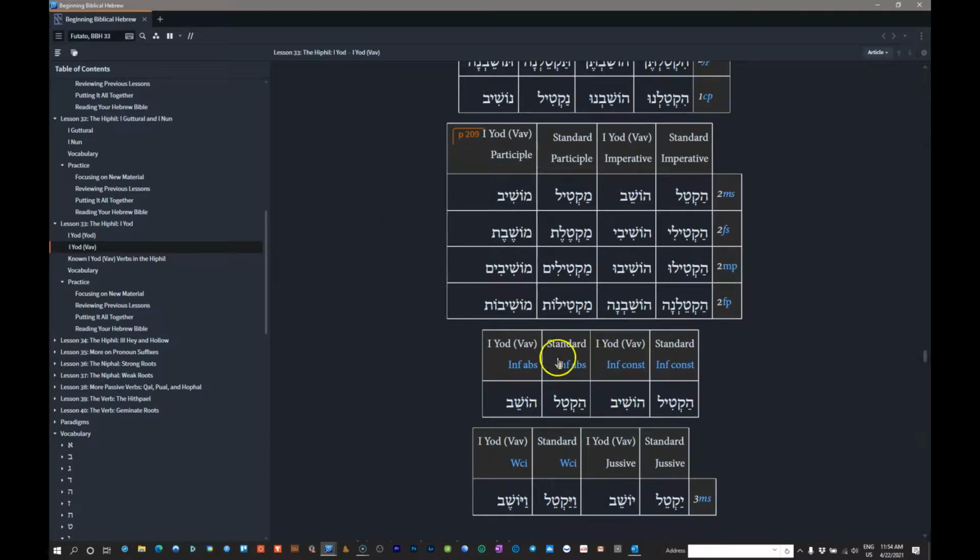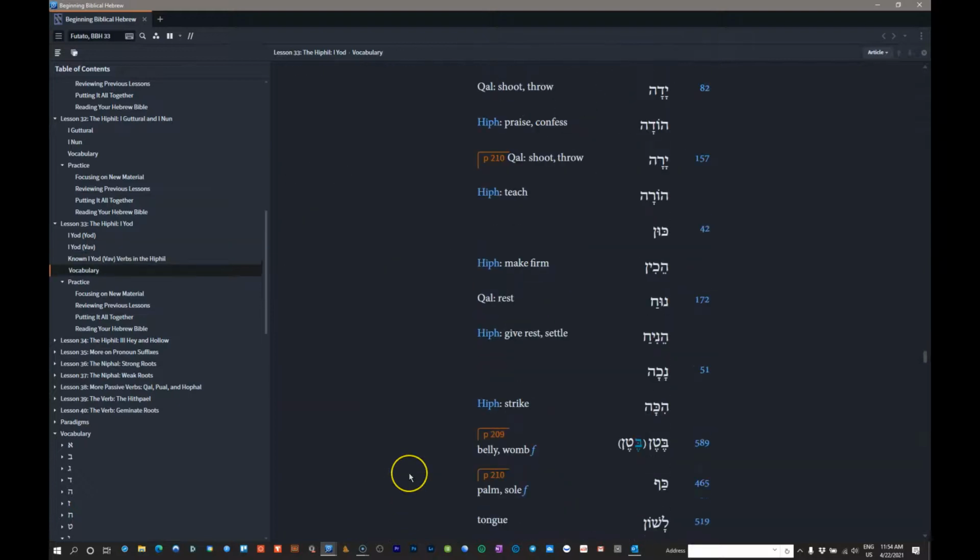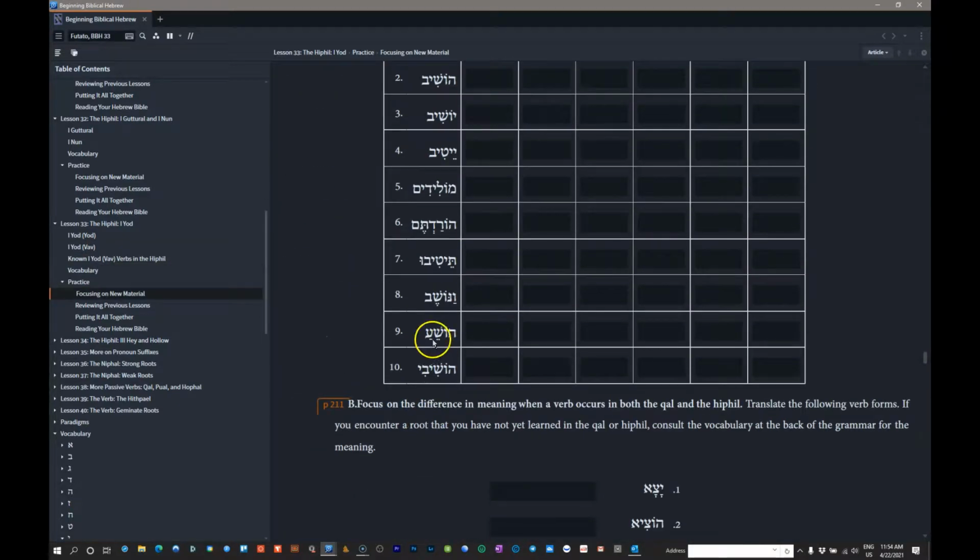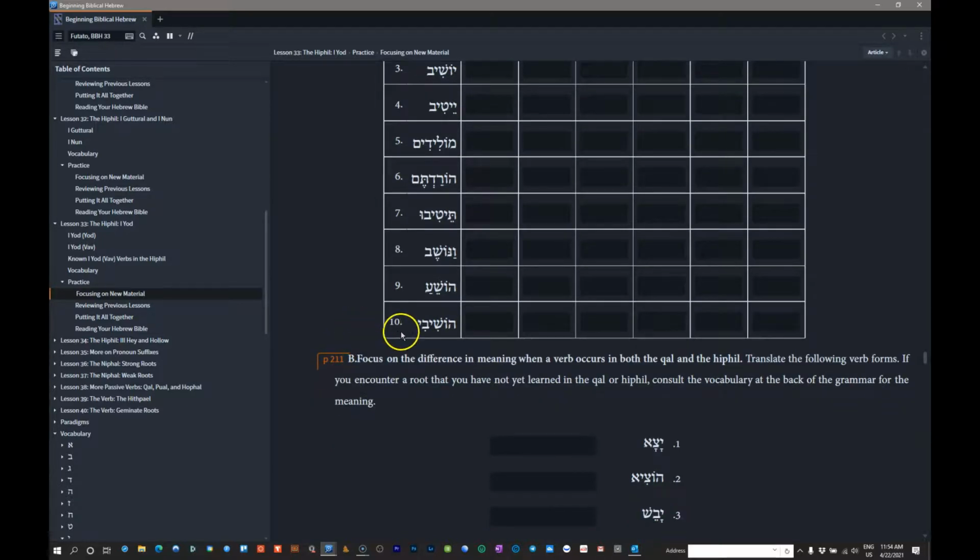All right, 1 yod vav infinitive absolute is going to have the holem vav with the sere, and then 1 yod vav imperative 2ms is going to have the holem vav with the sere. The reason why we get that patach on the end is this is a furtive patach, which is going to get inserted when you have a third guttural here. All right, and then number 10 is going to be Hoshivi.